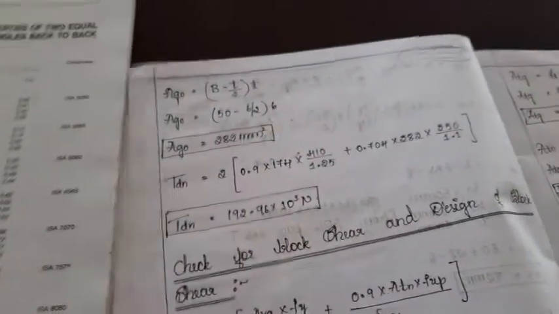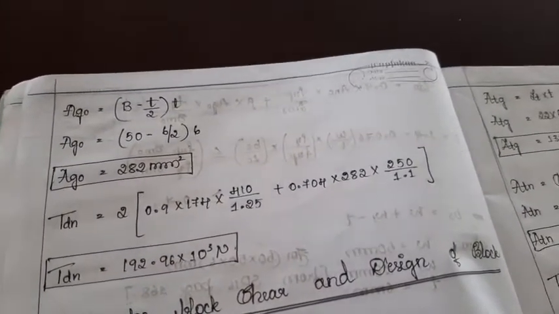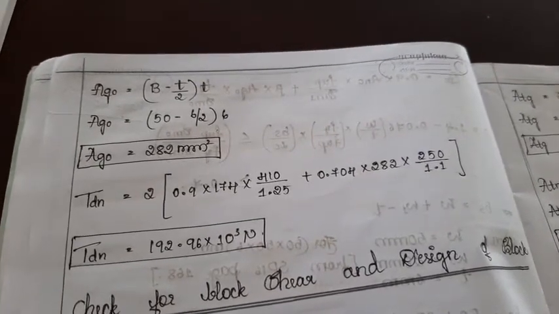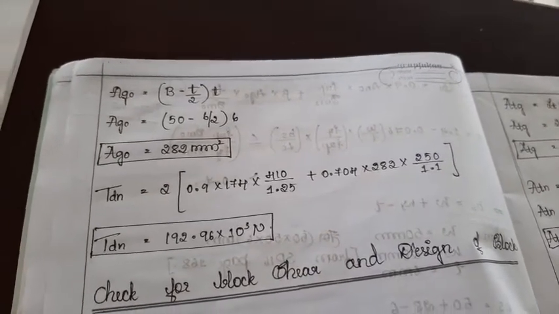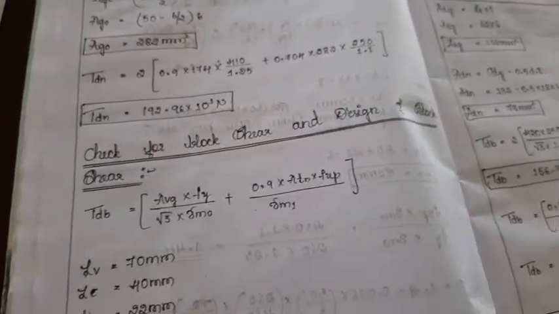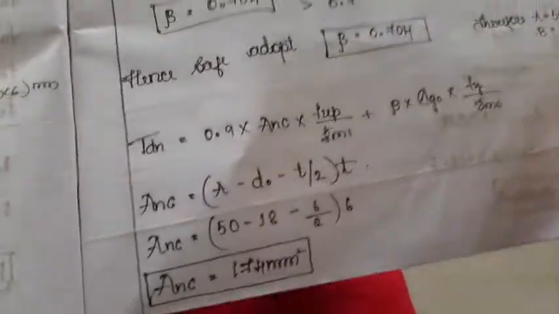Coming to AG naught, the formula is B minus T by 2, into T. When you substitute, the B value is known and your thickness value is also known. When you calculate that, you will get your AG naught value as 282 mm square. After that, you will substitute your values. You know the entire values over here.